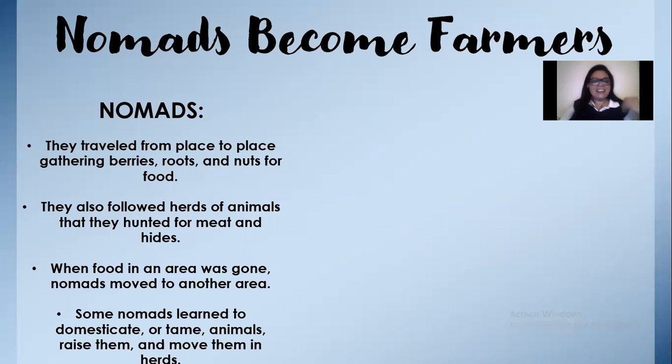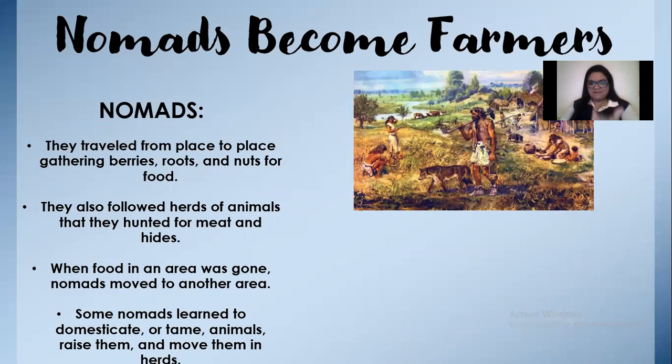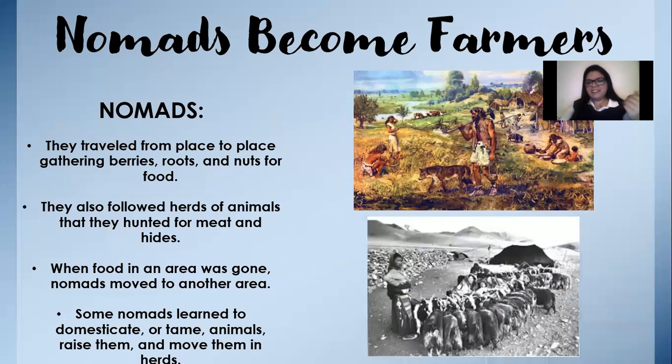Okay? Some nomads learned to domesticate or tame animals, raise them, and move them into herds. That's what happened then. In fact, when they learned to do this, they started to move along with their herds. These are people gathering whatever they could find from the earth. And these are the nomads moving. This is a more contemporary picture, but that was basically what happened at that moment. Because as far as we know, they didn't wear any clothes.